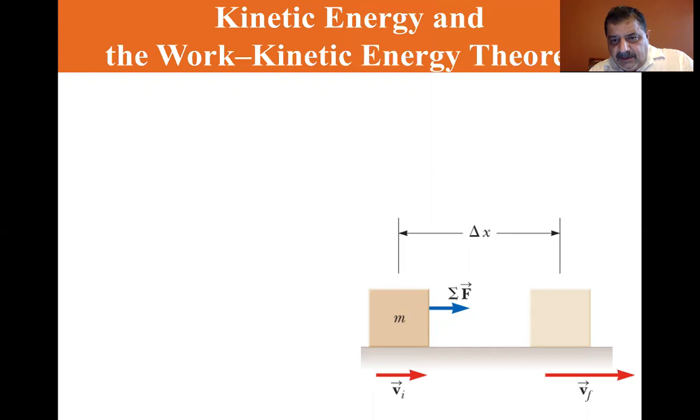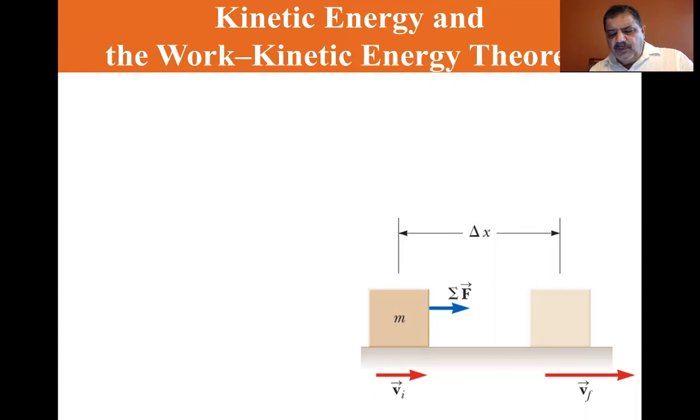there's a mass with a force on it. And there's an initial velocity, there's a final velocity, and there's a delta x between them. So the figure shows a block of mass m moving through a displacement of delta x directed to the right under the action of a net force, which is also directed to the right. Now, Newton's second law says that the block moves with an acceleration of a. Acceleration is equal to the force divided by the mass, if you recall.